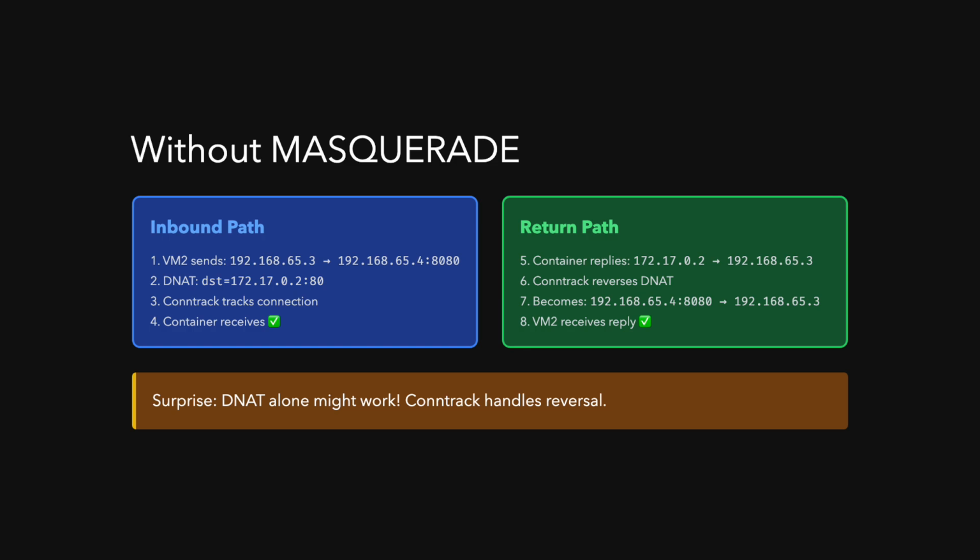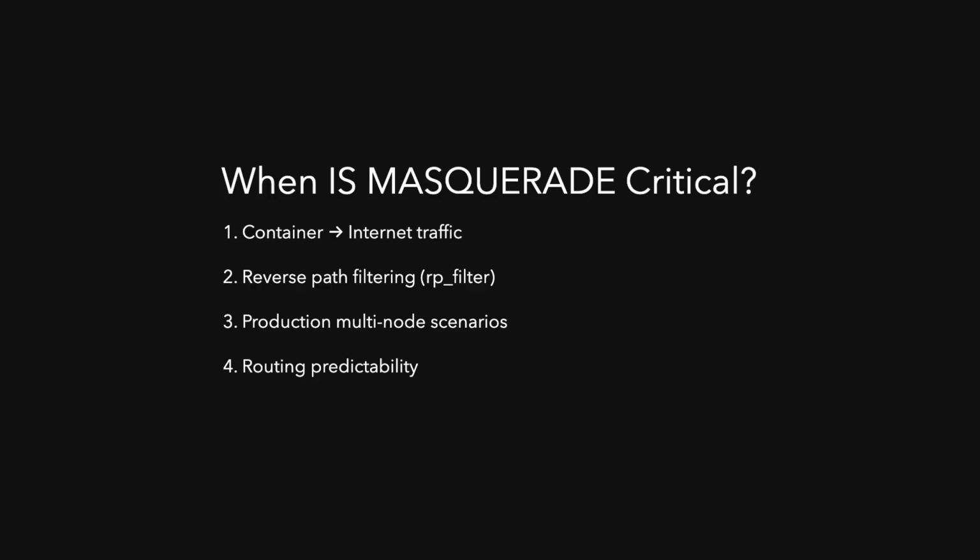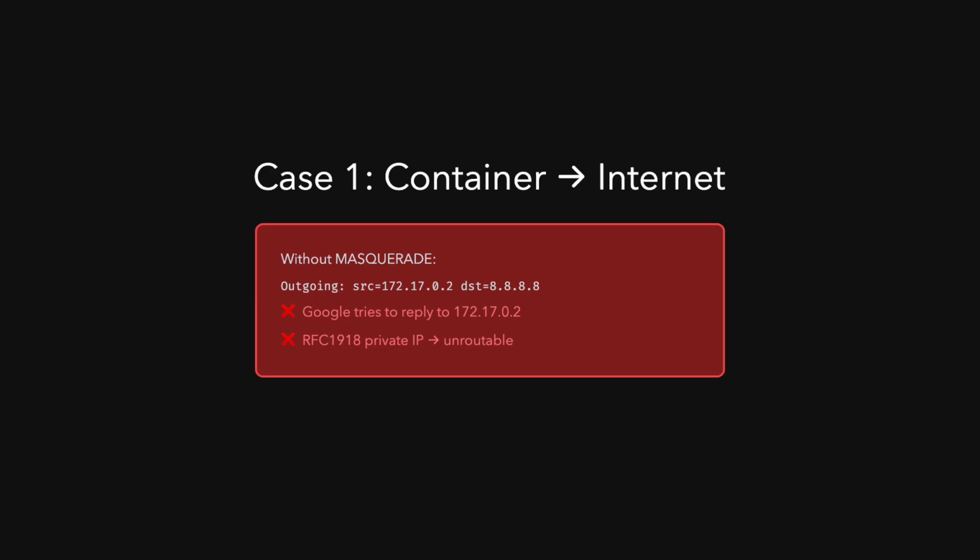For this simple scenario, DNAT alone might actually work. Conntrack automatically handles DNAT reversal on reply packets. So when is masquerade critical? Container to internet traffic. Without masquerade, the container's private IP would appear on the public internet. External servers have no route back to private IPs, so the connection will fail.